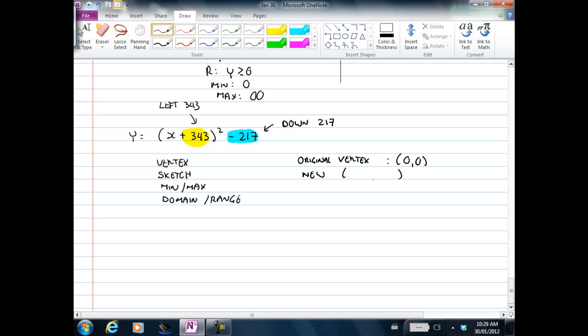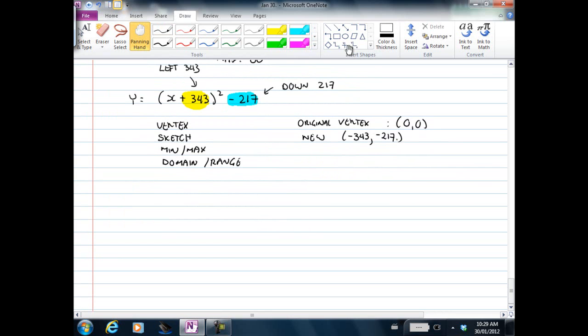Harneet, what is my new vertex going to be? So imagine you're at 0, 0 right now. You're moving to the left 3, and up 4.3. Negative 3, 4.3 is this first one. Okay. Sammy, what's the y coordinate for your new vertex? Minus 217.